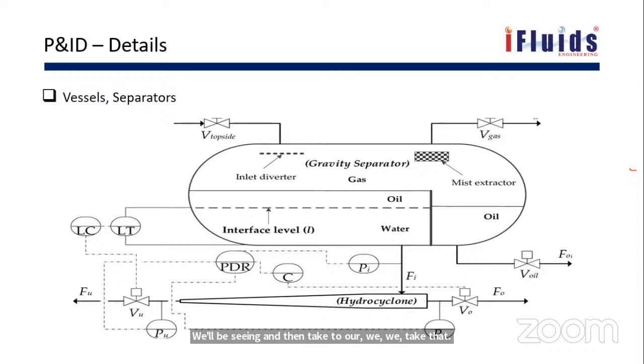We'll be seeing and then we take the action: oh, the level is going high, we need to take action. The switch will take its own action, whatever action is assigned to it. Because if we are not able to handle it, it will take the assigned action once it reaches that set value.